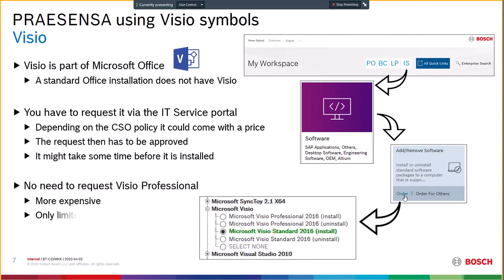Then you have to select Microsoft VISIO Standard, 2016 in this case. There is no need to go to the professional version because there's only a little bit of extra functionality that we don't need. So this is about VISIO and how to get it. It could be for free, I'm not sure. It could also be that you have to pay monthly for it.